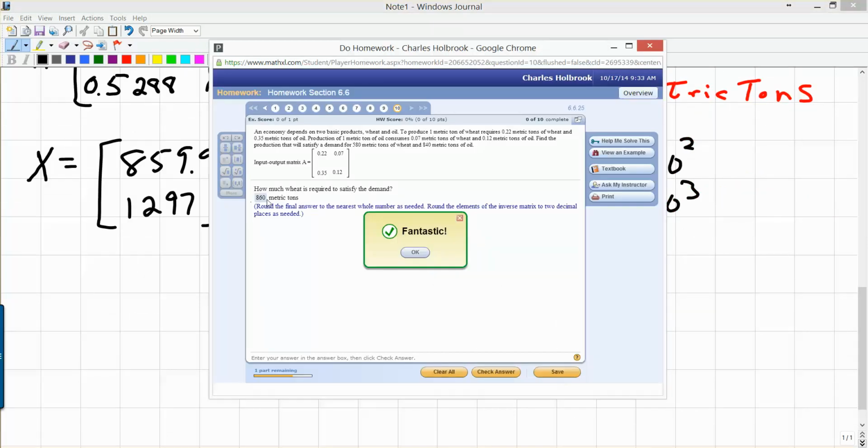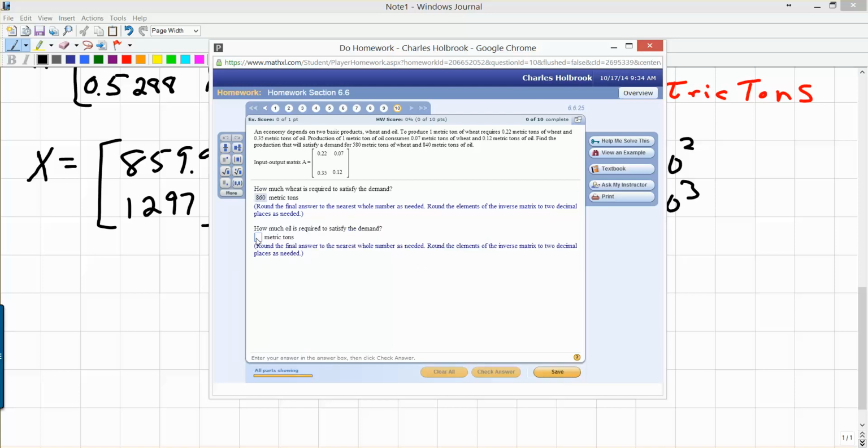And you'll see that when we come into MyMathLab and type in the rounded answer, because it says round the final answer to the nearest whole number is needed. It also states to round the elements of the inverse matrix to 2 decimal places as needed. I didn't do that. I decided to wait until the very end to do the rounding to try to mitigate round off error. So 860 metric tons is the answer. And now it wants to know how much oil is required to satisfy the demand, and that would be 1,297 metric tons. And then we are finished with the problem.